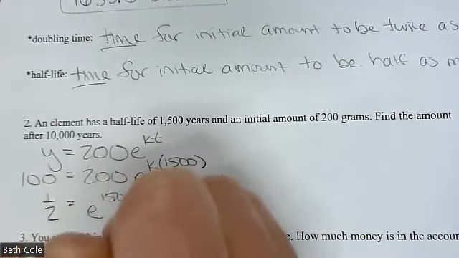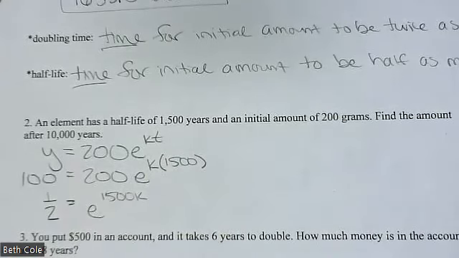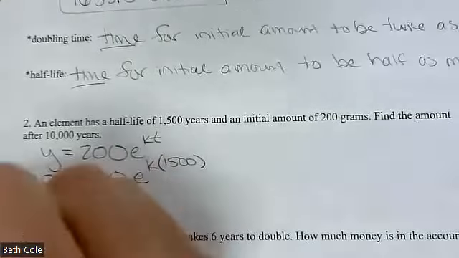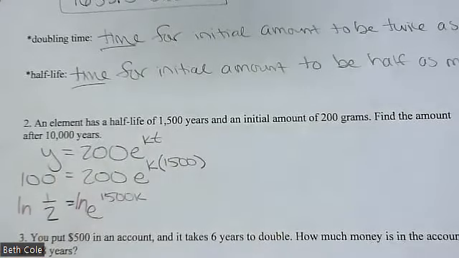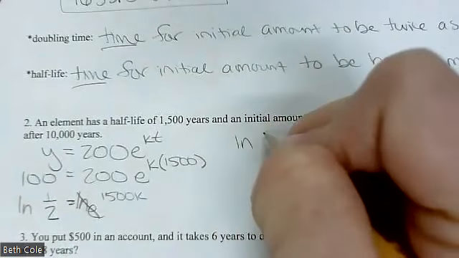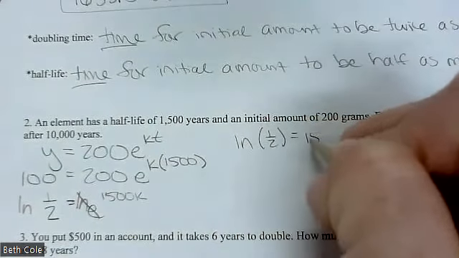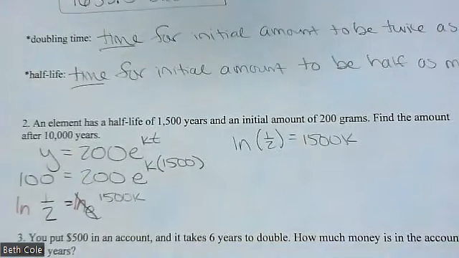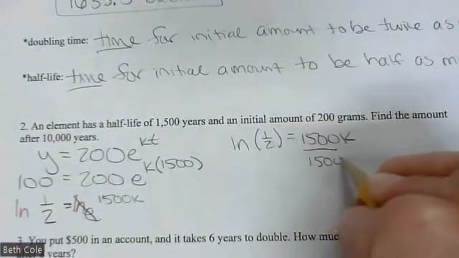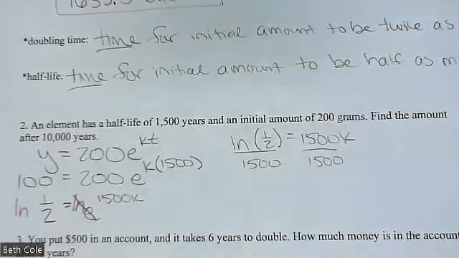Oh, and for doubling time, instead of a half, it'll be 2. All right, then what? ln. So you'll have ln of a half equals 1500k. Divide by 1500, and here's where you got to pick up your calculator.